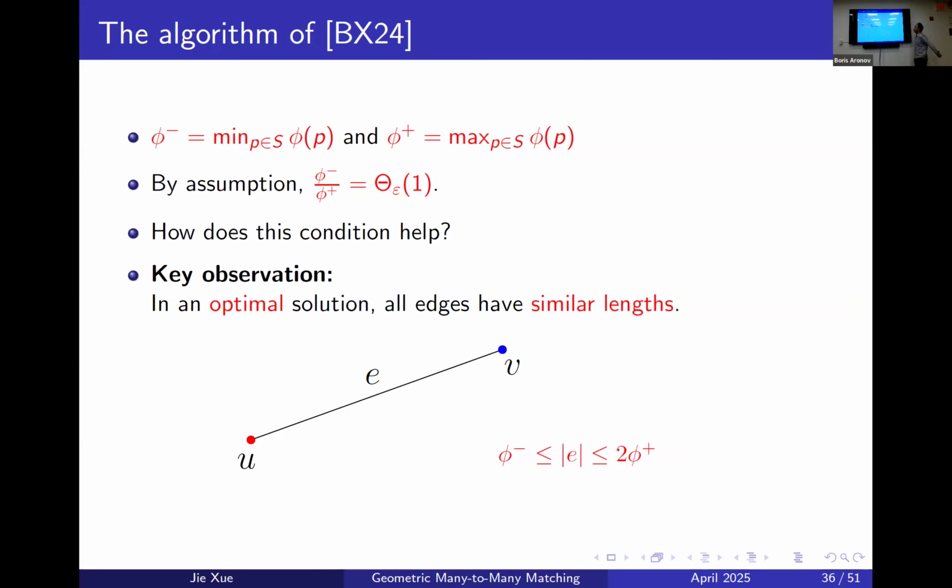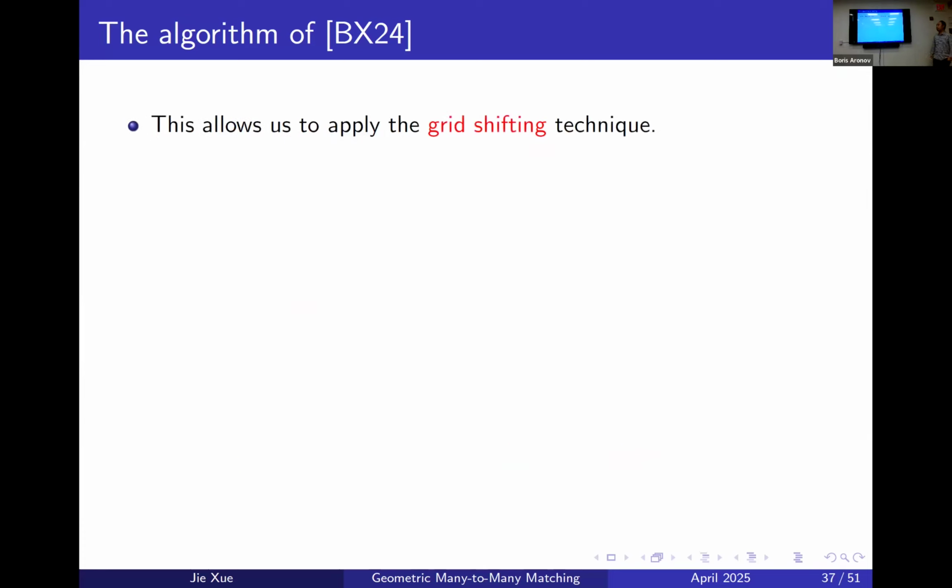Every edge in your optimal solution should be of length at least phi minus and at most 2 phi plus. But because phi minus and phi plus are similar, all the edges in your optimal solution should have similar length. Okay, so good. Then this fact allows us to apply a simple grid shifting technique.